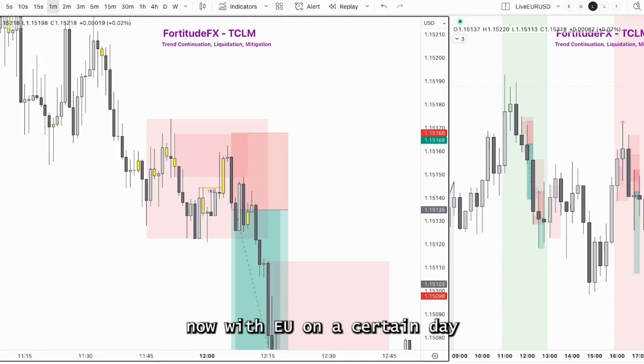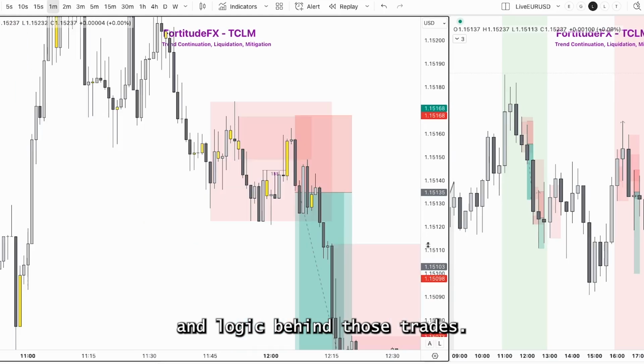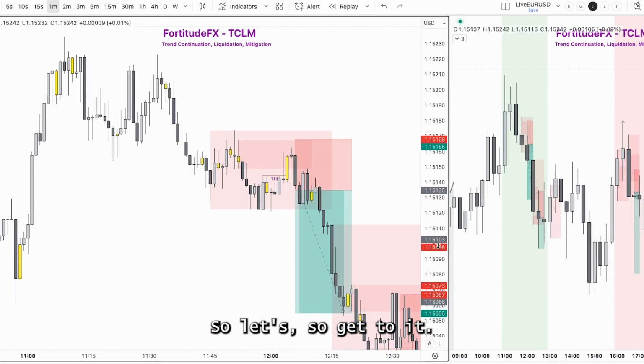Now, if EU on a certain day does not have enough setups, I will look at GU as well, and then maybe have a conversation on the trade setups for GU. But nonetheless, I really want to go into depth in explaining what the trade setups look like, why I am taking certain trades, and explain the reasoning and logic behind those trades. So let's get to it.